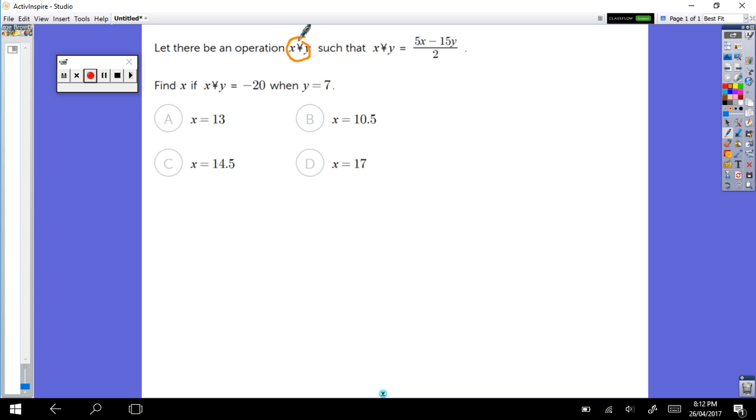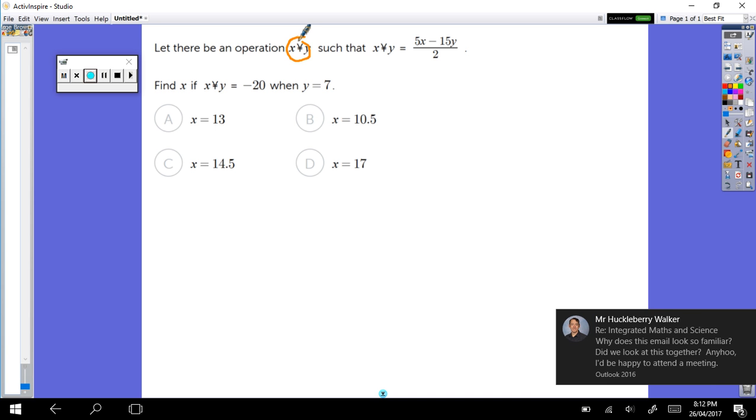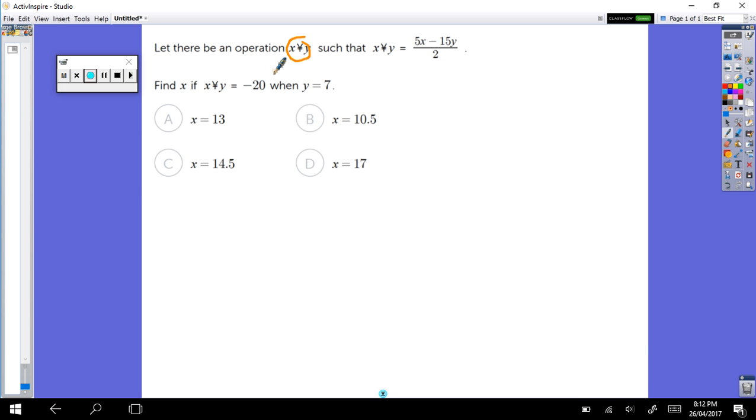So all it's saying is that there's this operation. An operation is just some kind of formula or something that you do to a set of numbers. In this case it's x and then y with the equal sign and then y, and it says such that this thing here equals this over here.